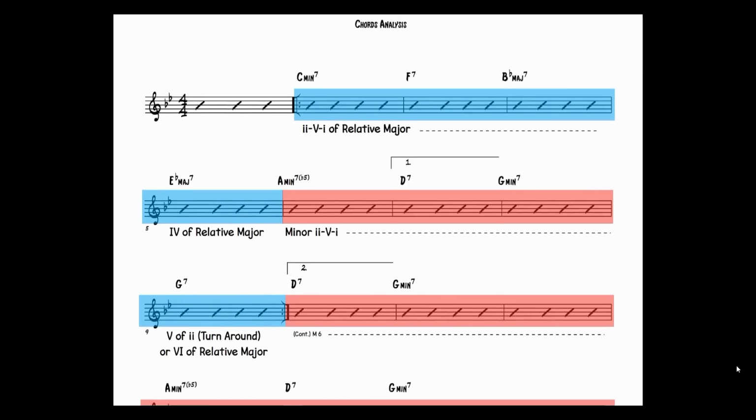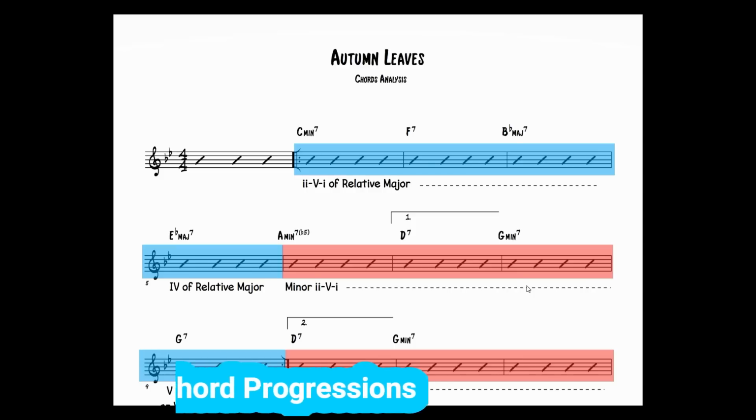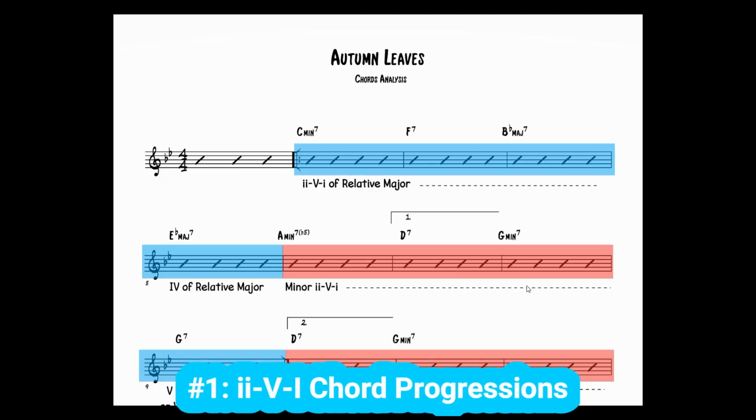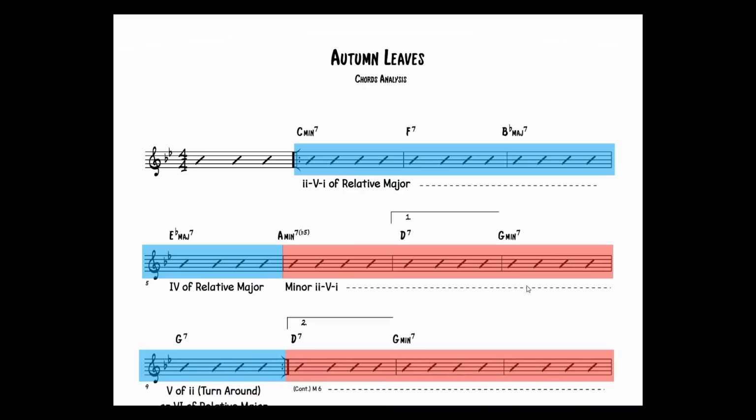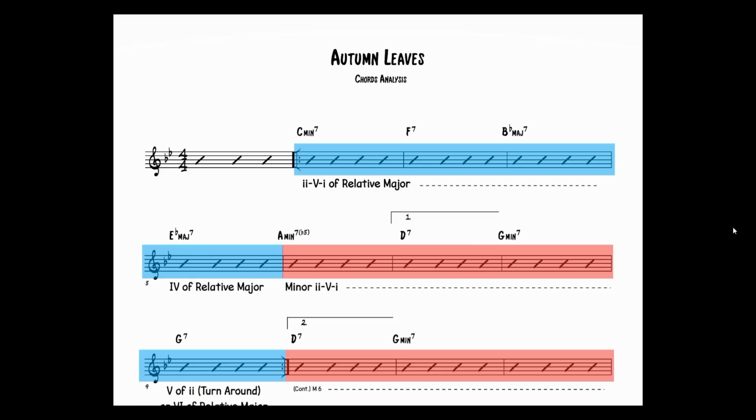Okay, so the two big lessons to take out of Autumn Leaves: number one, 2-5-1 chord progressions. The most important progression in jazz and really a lot of pop music too. And the second thing is relative major and relative minor keys. Because essentially what we have here is 2-5-1 chord progressions in the relative major and the parent minor key of Autumn Leaves. And like I said at the beginning, this is in concert G minor.